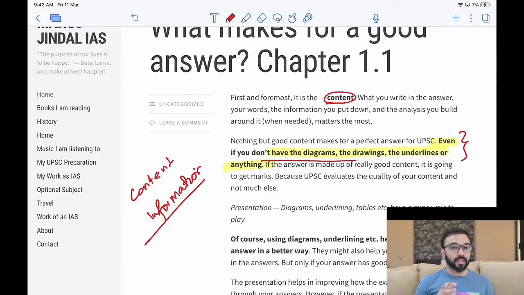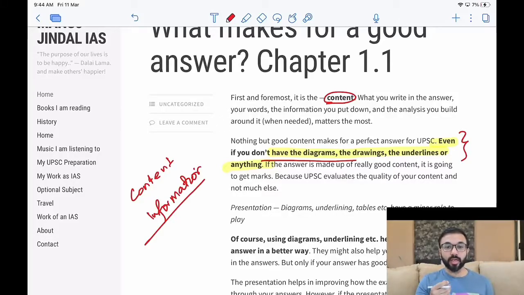But the other way around doesn't work. If your answer's content is very average or below average, but you're using a lot of diagrams, drawings or underlines, flowcharts, you will still not get good marks because your content is not up to the mark. So remember, just making diagrams, flowcharts, maps or drawings, just underlining something and using different kinds of pens, that is not going to get you extra marks.